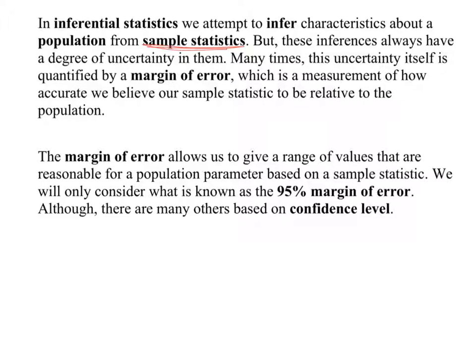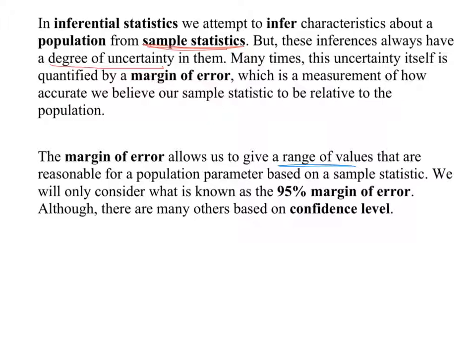These inferences always have a degree of uncertainty in them, meaning we don't always know exactly how accurate they are. So this uncertainty itself is quantified in statistics by what we call the margin of error. So it's a measurement of how accurate we believe our sample statistic is relative to the population. The margin of error allows us to give a range of values, this is where the confidence interval comes in, that are reasonable for a population parameter based on a sample statistic.